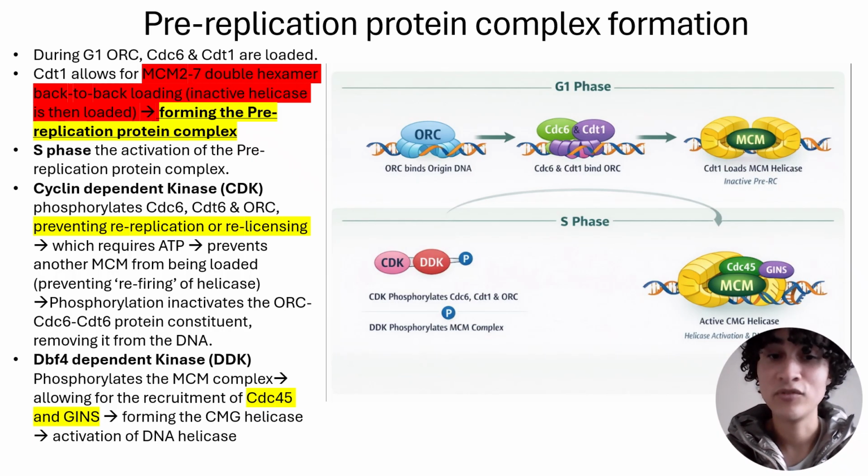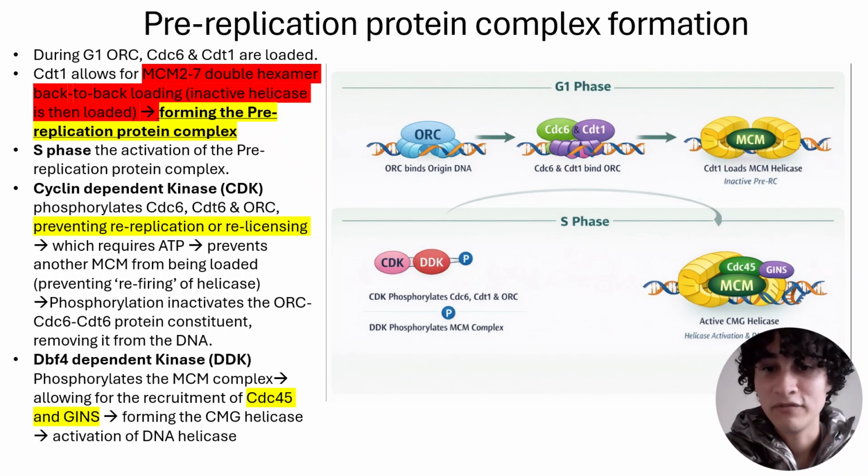And our MCM2-7 dimer refers to our two inactive helicases that are loaded back to back in this protein dimer. Okay, and that will eventually allow for bidirectional travel. They'll offload and they'll go bidirectionally, one in one direction, one in the other, to split that double helix open.